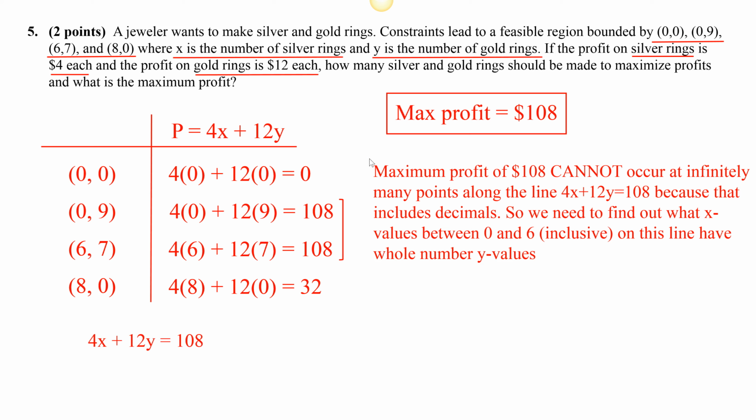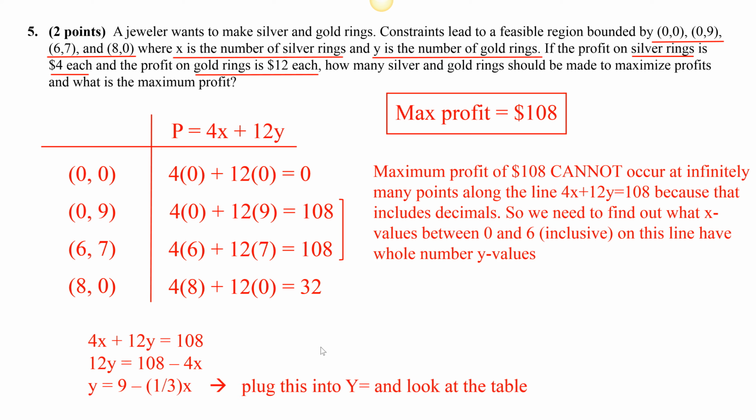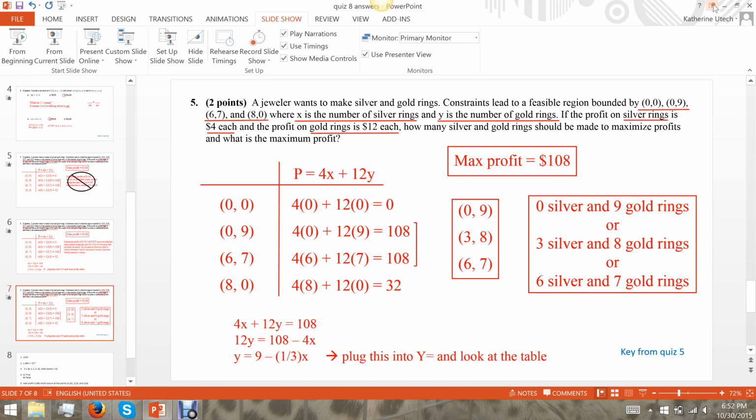So we're going to take our objective function where it's maximized, okay? So that's 4x plus 12y equals 108. And we're going to solve for y. Alright, so I'm going to move over the 4x, then I want to divide by 12, and I get this final function, okay, y equals 9 minus 1/3 x. So what I want you to do is plug this into y equals on your calculator and look at the table, okay? So I'm going to do that right now with you guys.